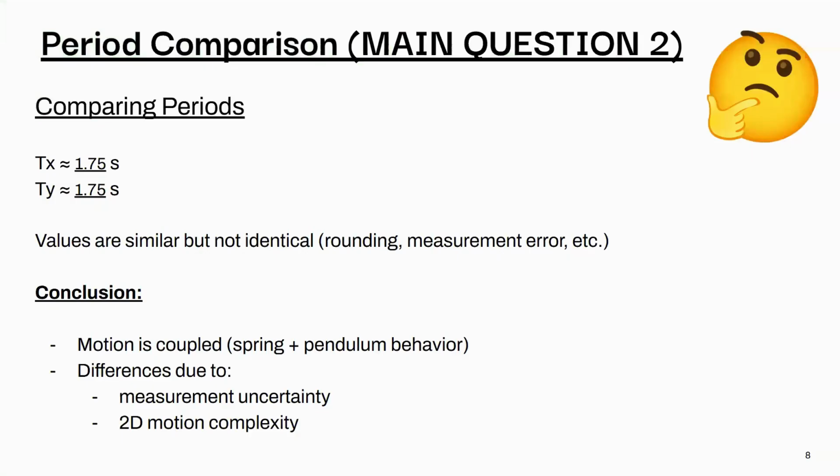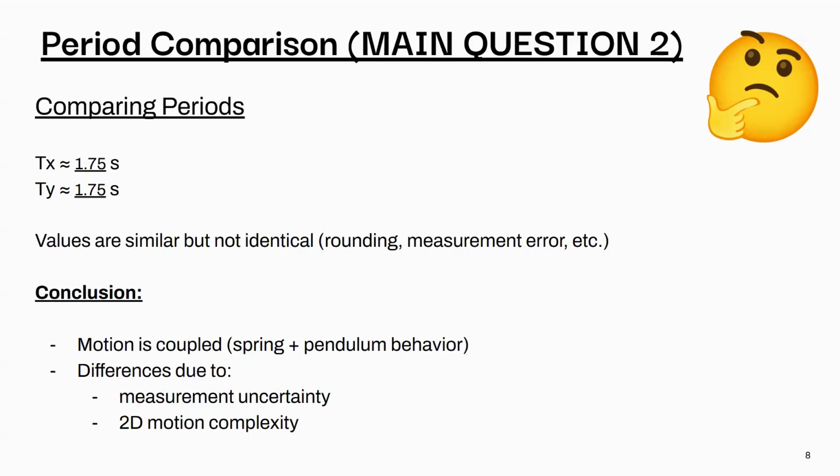This slide compares the oscillation periods from the x and y directions. Both periods are approximately 1.75 seconds, indicating that the system oscillates with the same fundamental frequency in both directions. The periods are approximately equal, although small differences may exist due to rounding and measurement uncertainty. This result is expected because the motion is a coupled system where the horizontal and vertical motions are driven by the same restoring forces. The similarity in periods confirms that this system behaves as a single oscillatory system rather than two independent motions.